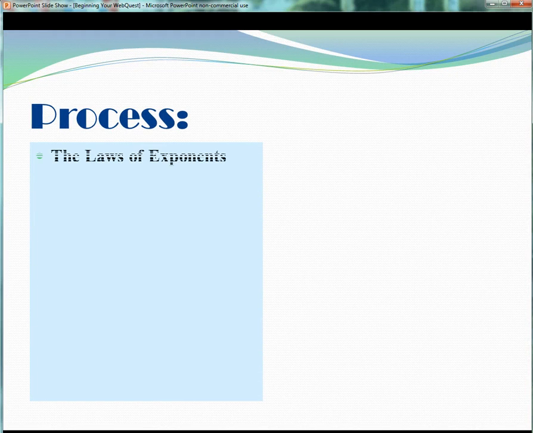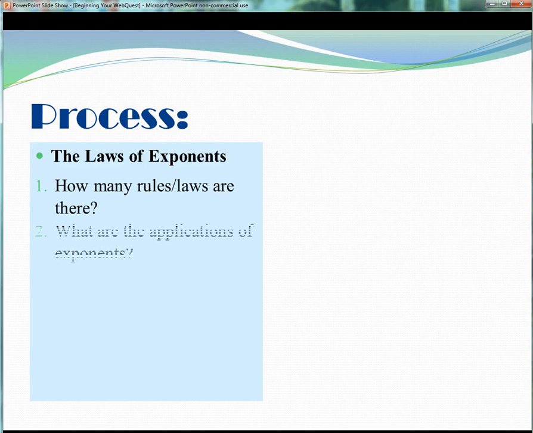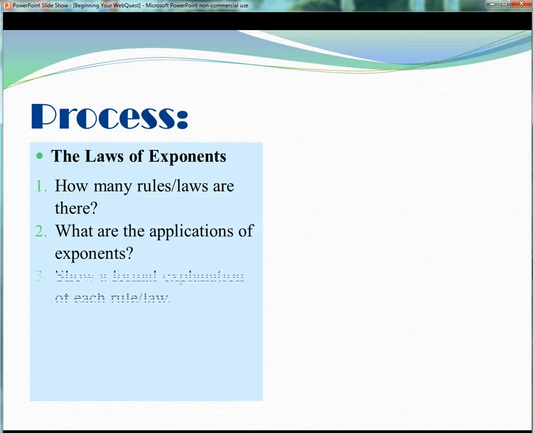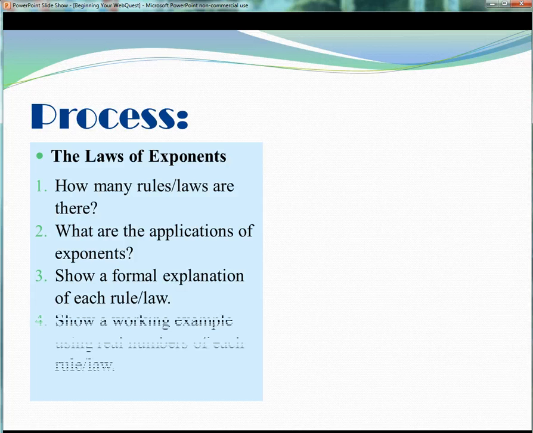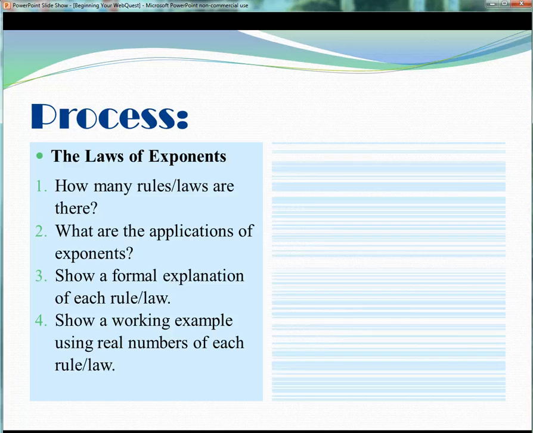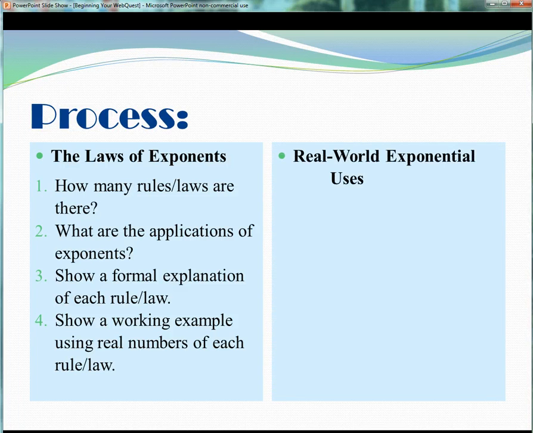Process. The laws of exponents. 1. How many rules, laws are there? 2. What are the applications of exponents? 3. Show a formal explanation of each rule, law. 4. Show a working example using real numbers of each rule, law.